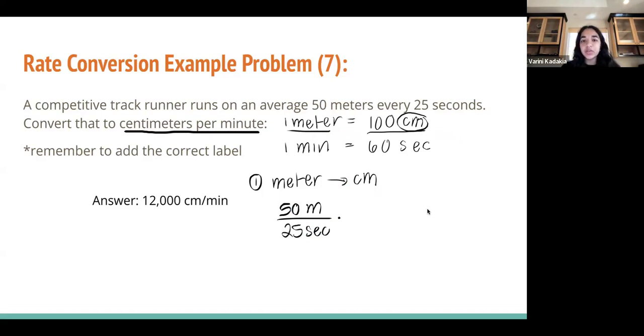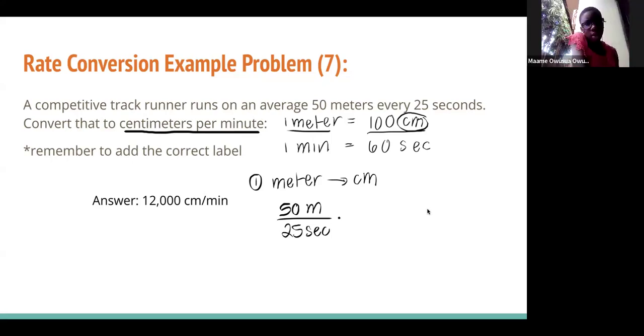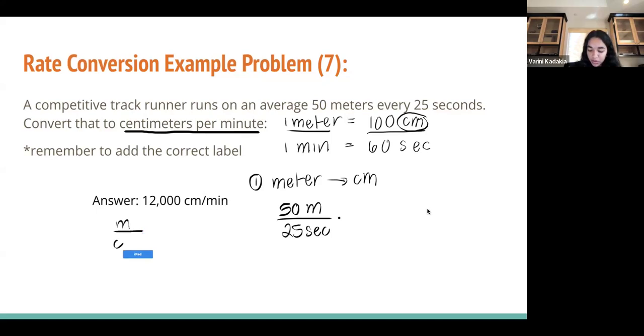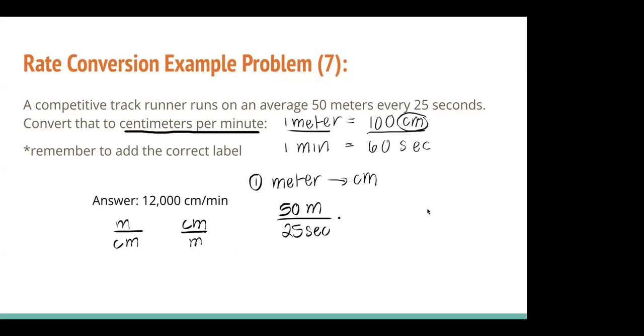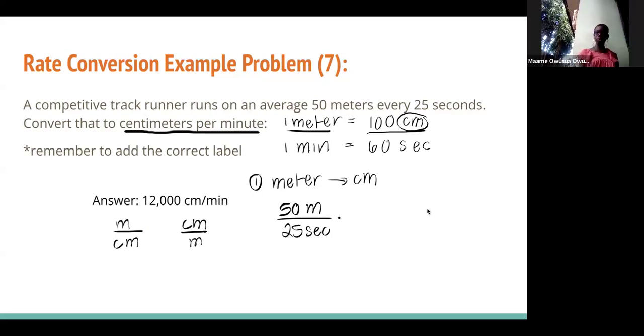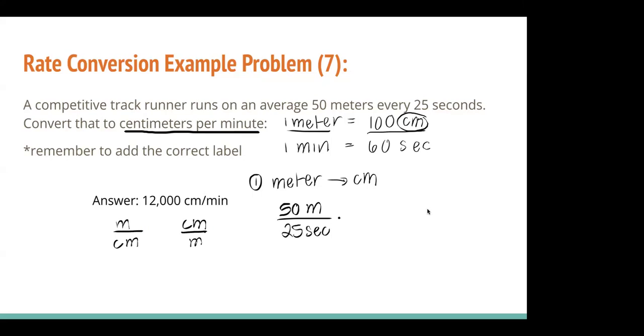If we want our meters to cancel, how should we set up this ratio? Like what should be on the top and what should be on the bottom? Should I have meters over centimeters or should I have centimeters over meters? Which one should I have? Meters over centimeters. Centimeters over meters.